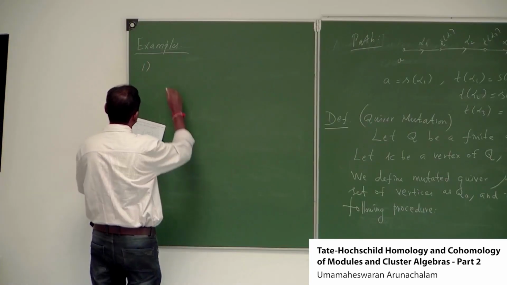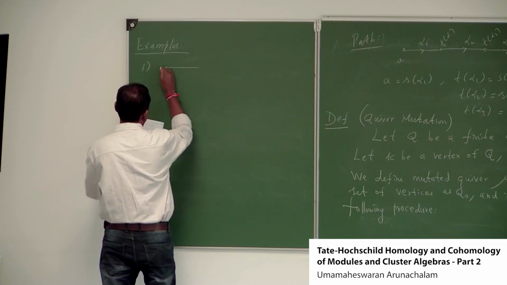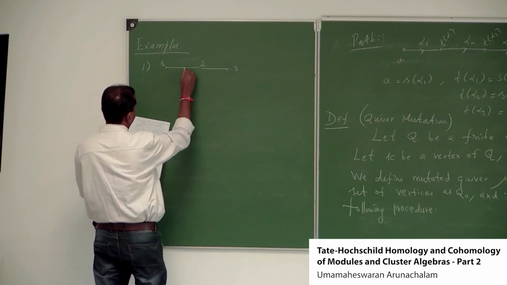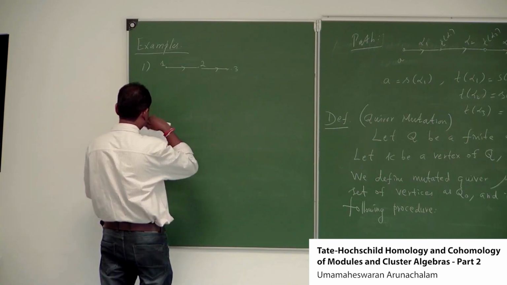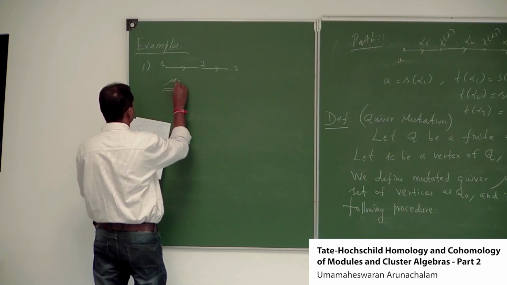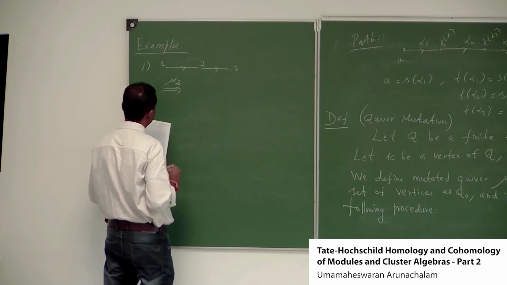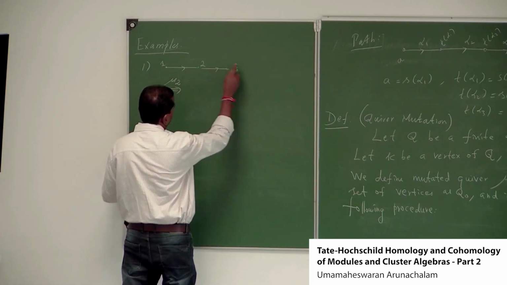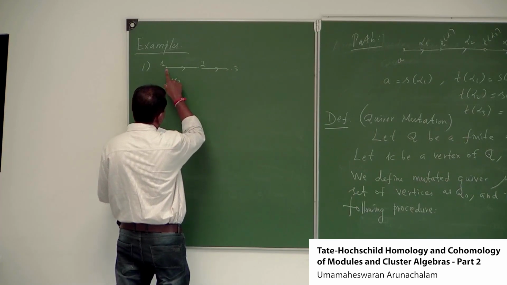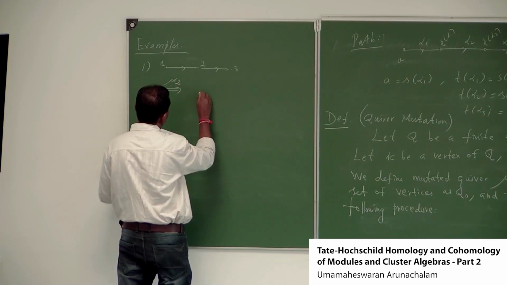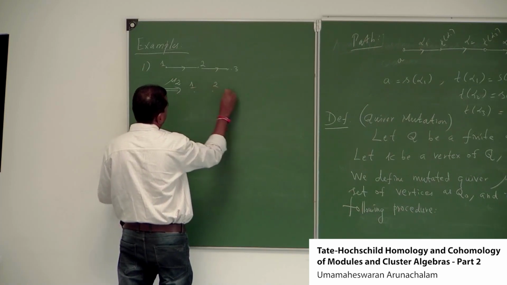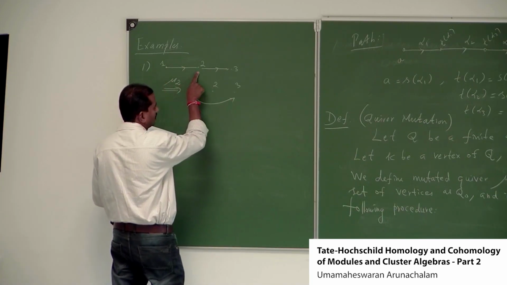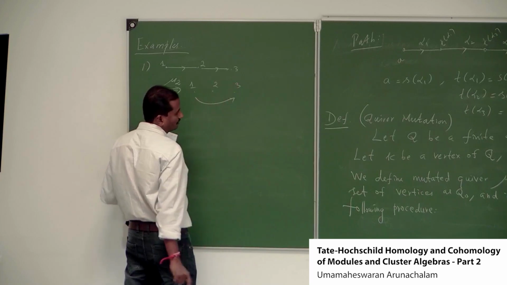First, a simple example: 1 to 2, 2 to 3, this is one quiver. Mutating with respect to 2, mu2. We have 1 to 2 and 2 to 3, so I want to make one arrow from 1 to 3, because we have one arrow 1 to 2 and another arrow 2 to 3. That's why we make 1 to 3 from the first condition.